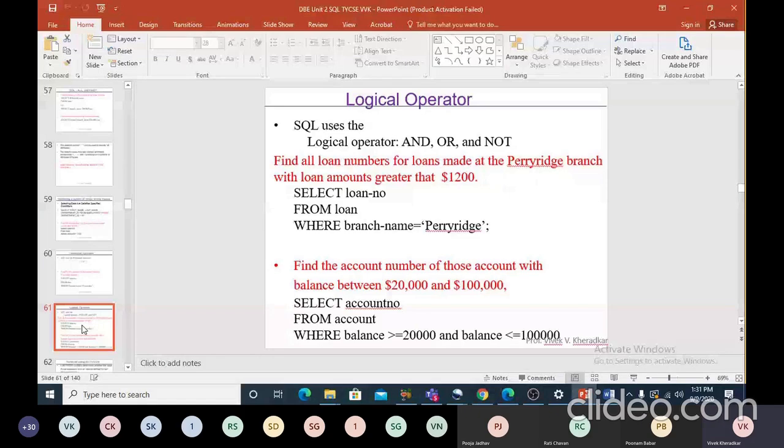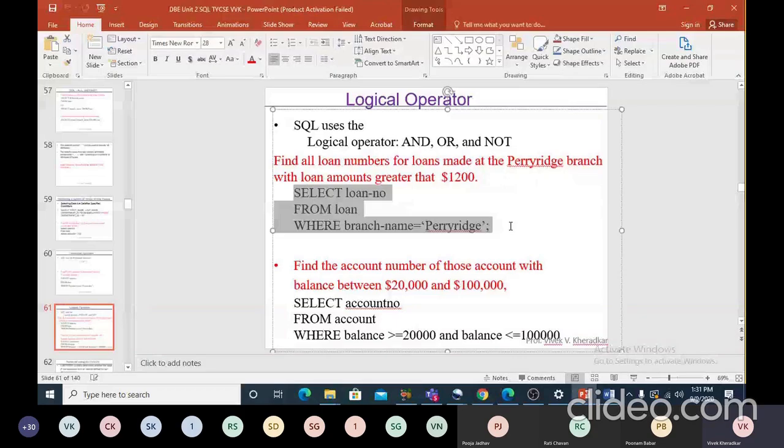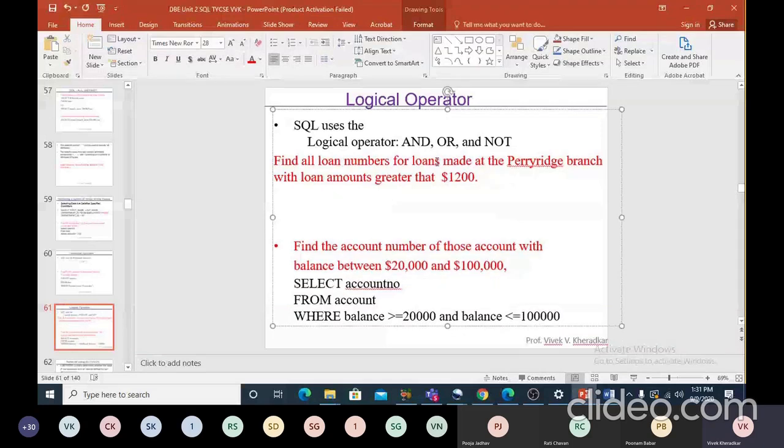Based on this, what is the first query? Find all loan numbers for loans made at Perriage branch with loan amount greater than 1200. Tell me the answer to this query.